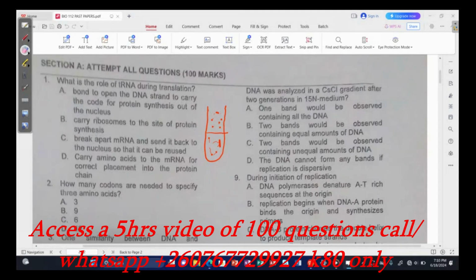After exposing this in cesium chloride, if DNA replication was dispersive, what we are going to expect is to have a hybrid, uniform throughout. That is, containing both heavy and light. C is saying two bands would be observed containing an equal amount of DNA.